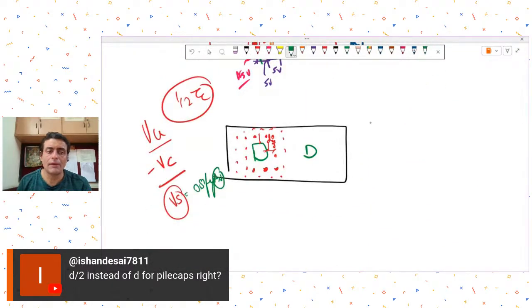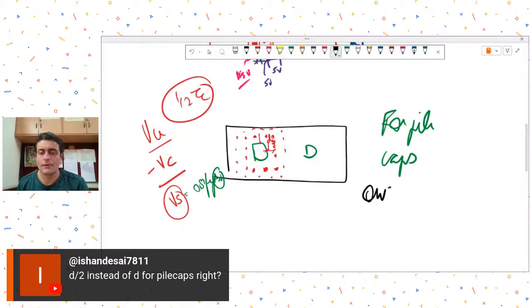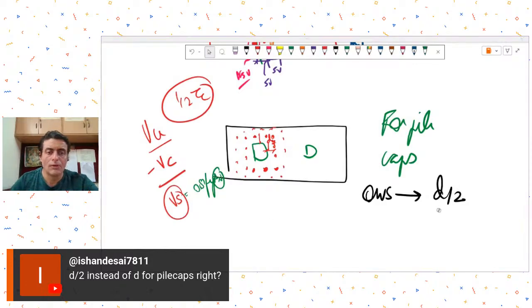For pile caps, for one-way shear, you also need to check at a distance d by 2 from the face of the column or pile, and for two-way shear also the same needs to be done.